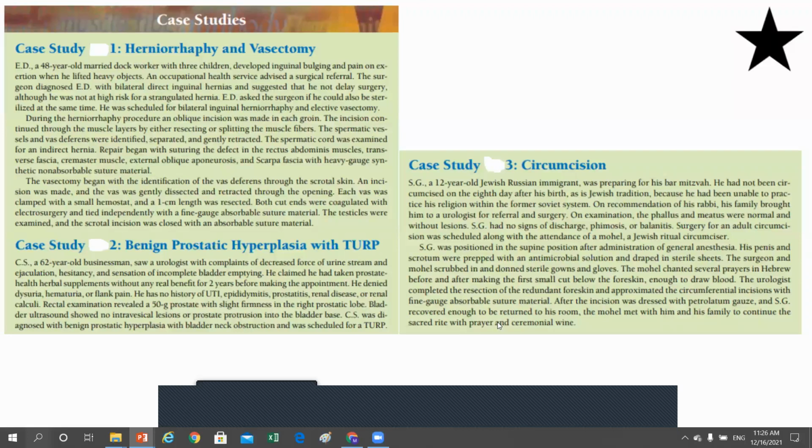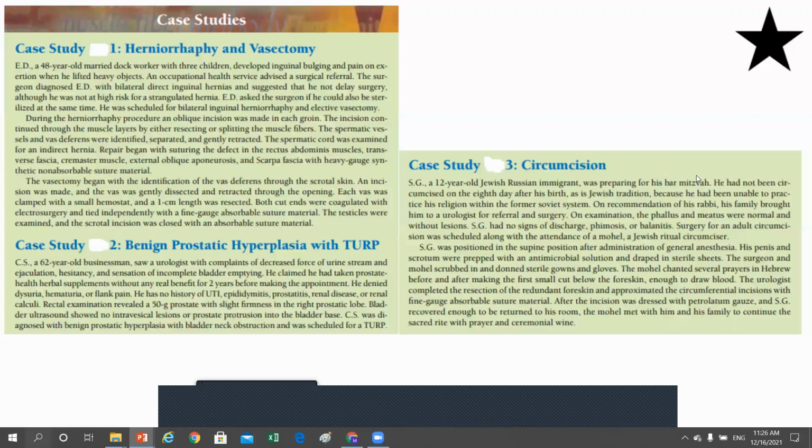Then the third case is about circumcision. The Arabic word for this is khatna. This is a religious binding on Muslims and Jewish people. If you look at the case, they have given a 12-year-old Jewish Russian immigrant. So he is by religion a Jew.